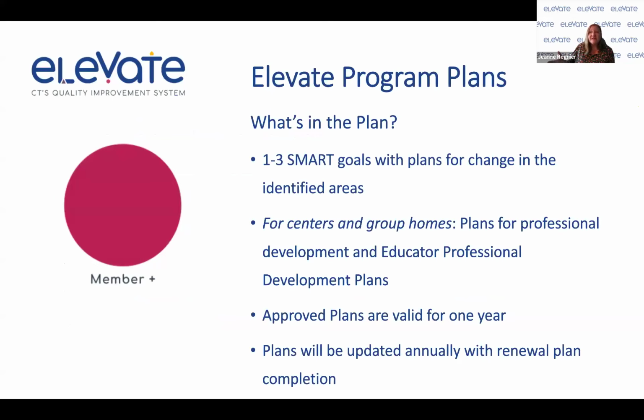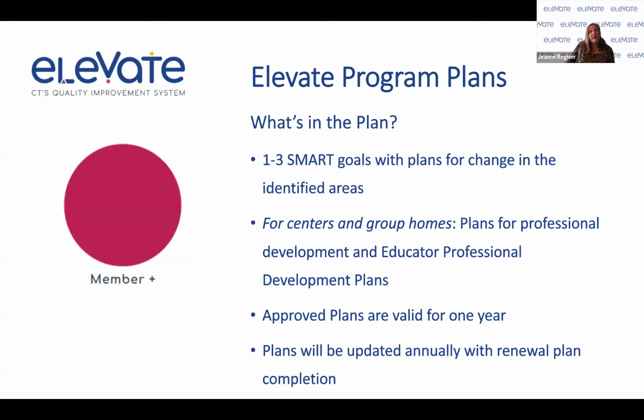And so if you're interested in doing a plan, what it contains is you have the ability to do 1 to 3 SMART goals. One is a requirement. You can do up to 3. We really want you to build a plan that you can be successful with. We have a lot of lofty goals and lots of things that we want to do within our program, but we ask you to break it down and think about what you can achieve in the next 12 months.